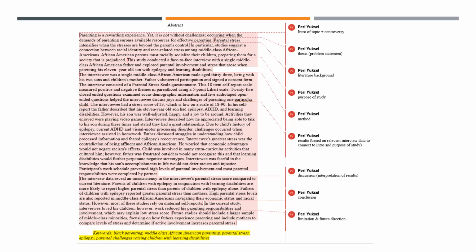Next, she has some literature background. In particular, studies suggest a connection between racial identity and race-related stress among middle-class African-Americans. African-American parents must racially socialize their children, preparing them for a society that is prejudiced.